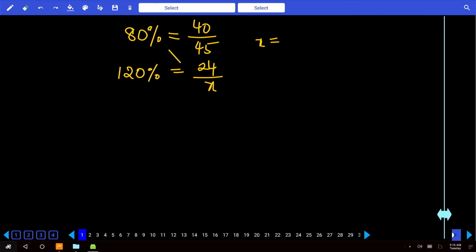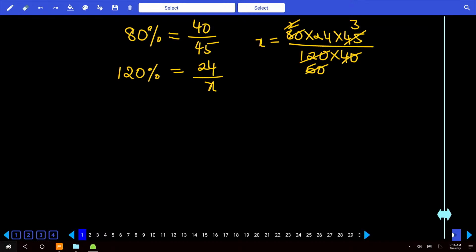When you go for cross multiplication, it becomes x into 24 by x. So x will be 80 into 24 into 45 divided by 120 into 40. 42 times, 260 times, 15 3 times, 4 times.